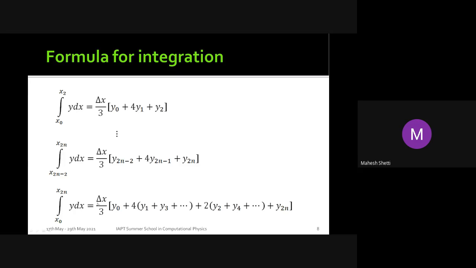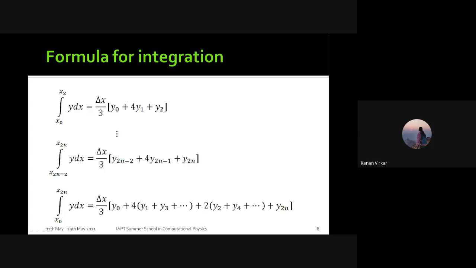Total integral is delta x divided by 3, times y0 plus 4 times all odd terms plus twice all even terms, and the last term. Is this fine? How you got this formula is not what we are bothered about right now. One can refer to it, but this is fine. If you do this summation, this is what you are getting. Any question in that?